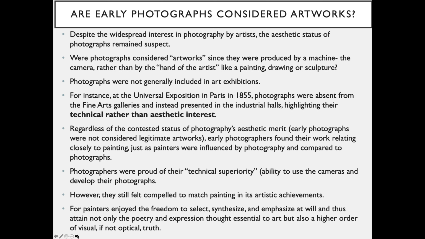For painters enjoyed the freedom to select, synthesize, and emphasize at will, and thus attain not only the poetry and expression thought essential to art, but also a higher order of visual, if not optical, truth. So there was still this idea that because you're setting up the painting, you can set it up any way you want, rather than a photographer who has to point his camera at something in the world, somehow that made paintings more truthful, more aesthetic, more artistic. So this is in the early days, in the 1800s.